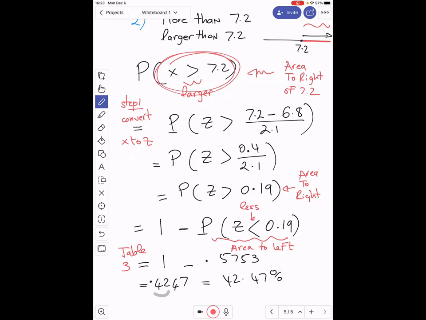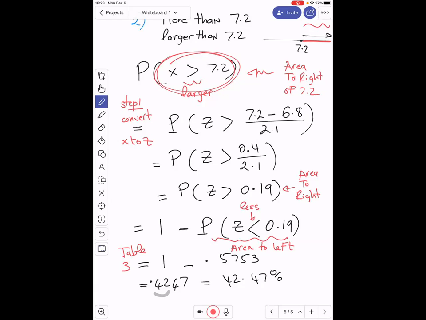Let me check if there are any questions in the chat. Okay, no questions. All right, so this is the area to the right. So again, you need to keep in mind the area to the right, that'll be the area 1 minus the area to the left. Now, the third case, this is when you have a probability between 2 numbers.